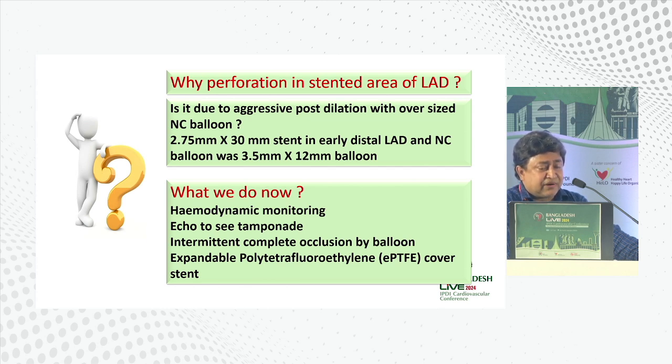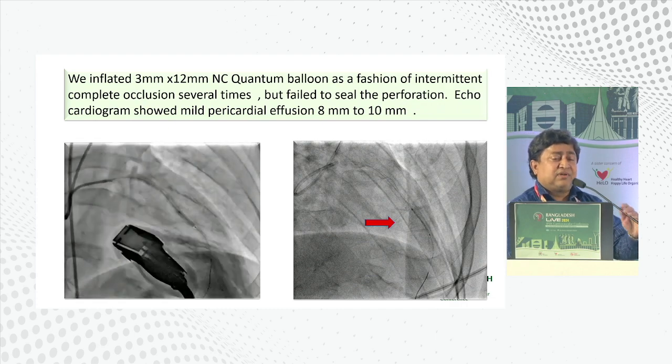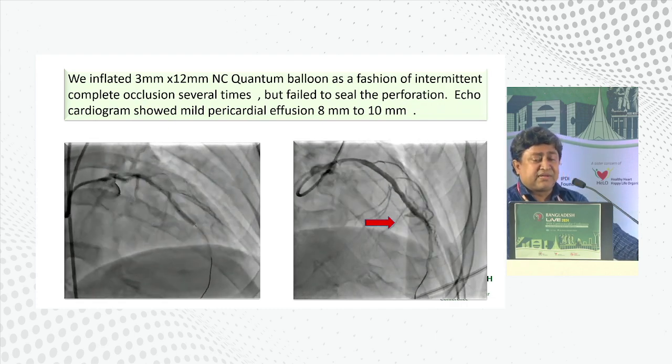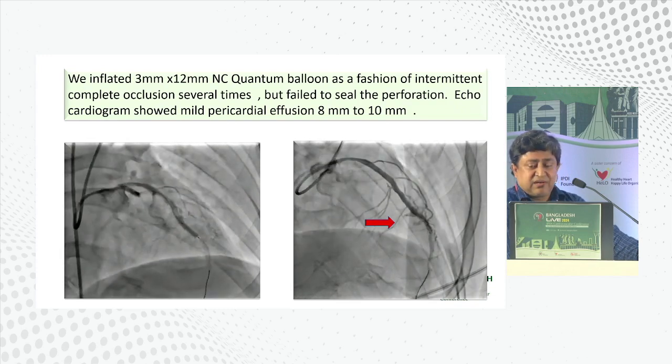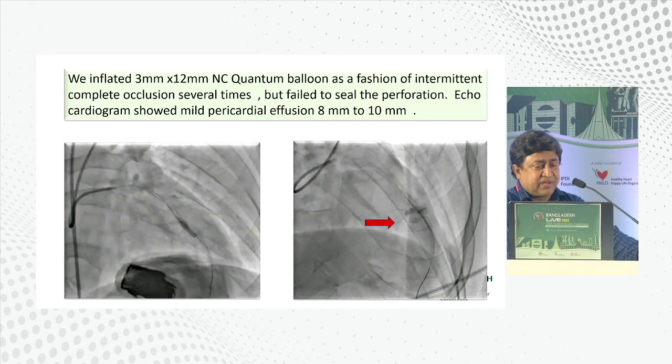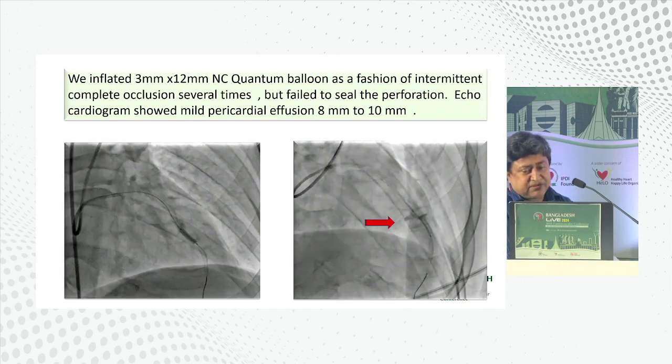What we do now, conventionally, is hemodynamic monitoring and echo to look for tamponade. Intermittent complete occlusion by the balloon can be done, and an expandable polytetrafluoroethylene cover stent may be used. In this way, we first inflate the 3 into 12 millimeter NC balloon for intermittent complete occlusion several times, but fail to seal the perforation. Echocardiogram shows mild pericardial effusion, 8 to 10 millimeter.